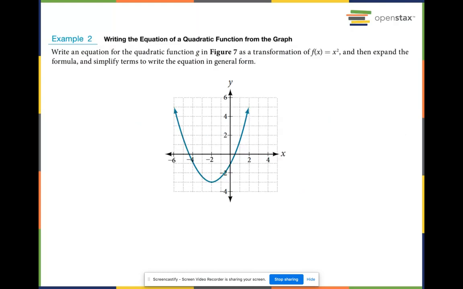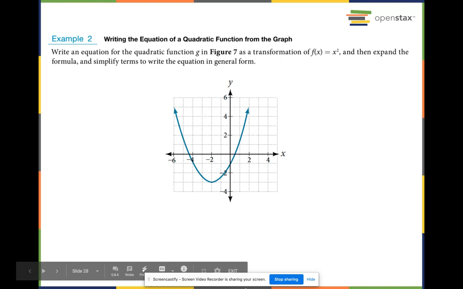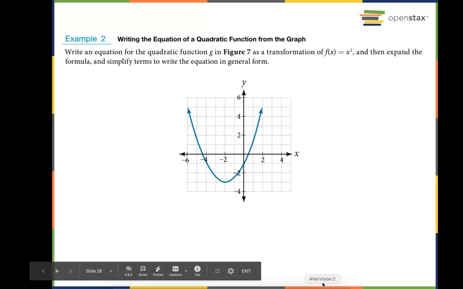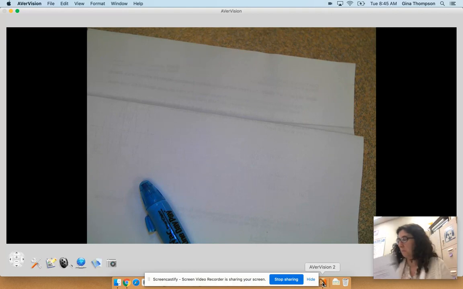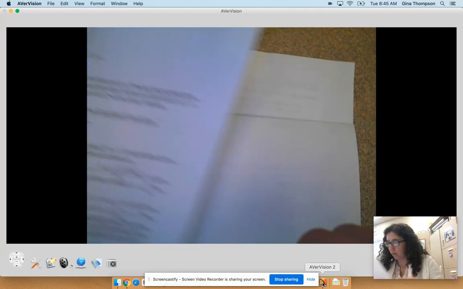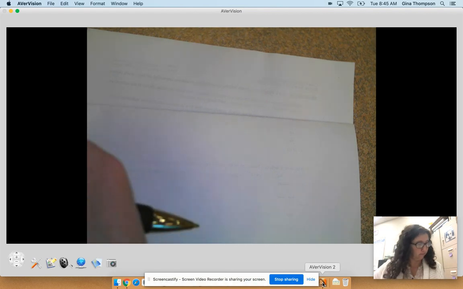All right, so let's look at this function, this graph, and write an equation. So this is going to be a transformation of x squared, just like every parabola. And they want us to write it first in vertex form or standard form, and then to expand it and write it in general form. So let's do that together. Let's find this equation.